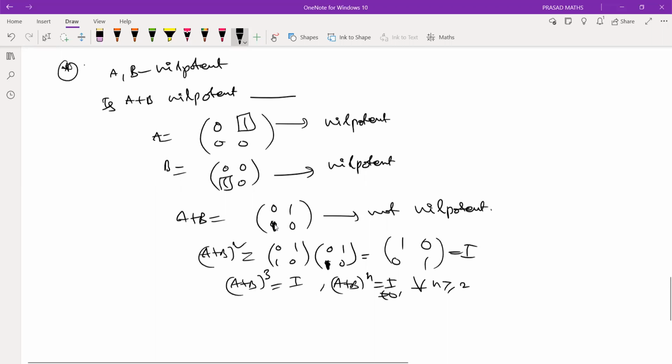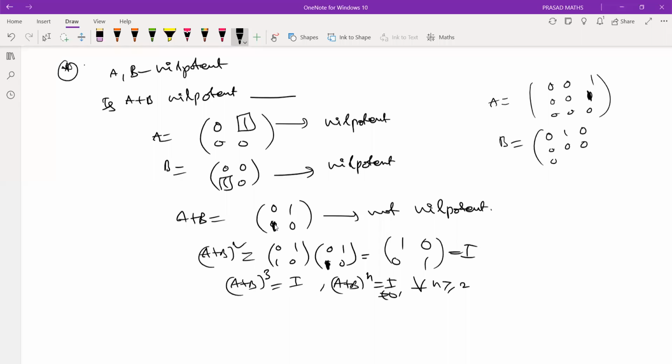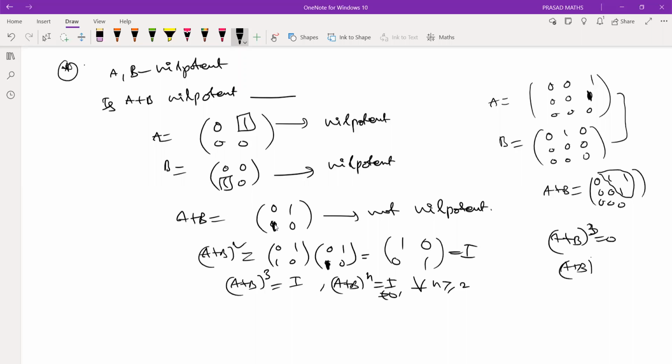Suppose you take A equals 0, 0, 1, 0, 0, 0, 0, 0, 0. It is nilpotent. Take B equals 0, 1, 0, 0, 0, 0, 0, 0, 0. Both are nilpotent because they are strictly upper triangular. But what is A plus B? 0, 1, 1, 0, 0, 0, 0, 0, 0. Its index is such that A plus B whole cube is 0, because it is a strictly upper triangular matrix of order 3. A plus B whole power 3 is 0. Here A plus B whole square is not 0.